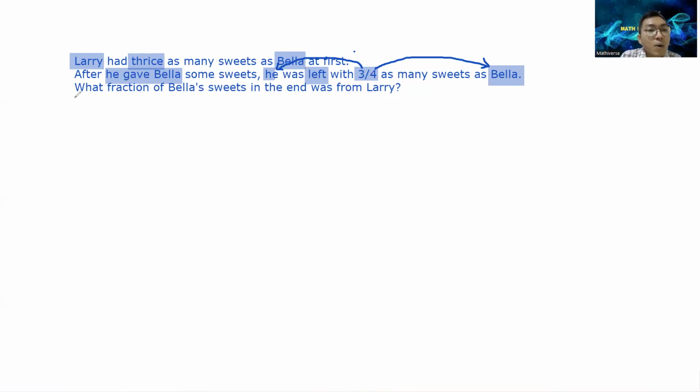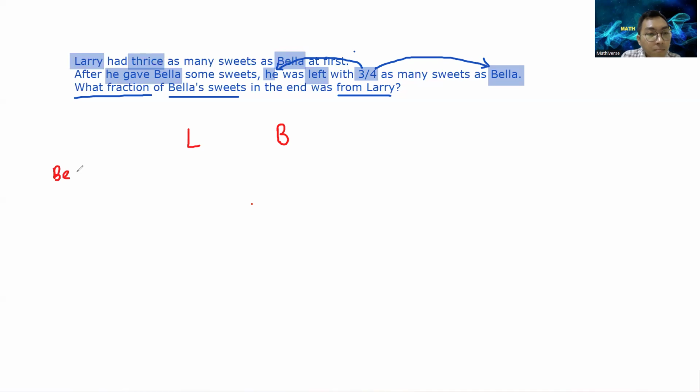We need to find what fraction of Bella's sweets in the end was from Larry. So in this sentence, you have to think one more thing, but let it be. So let's solve these two sentences first. Okay, so this problem is called a before-change-after question. Okay, what is it? Before, change, after. Larry and Bella.